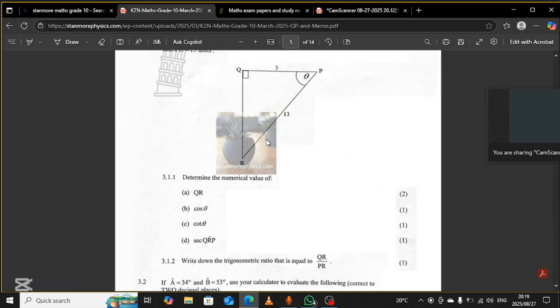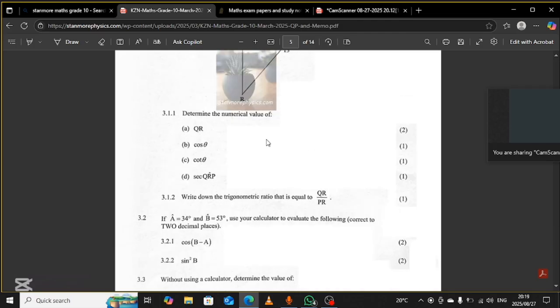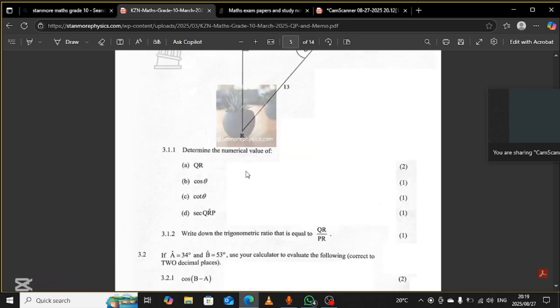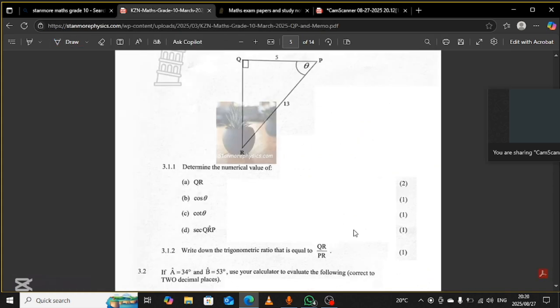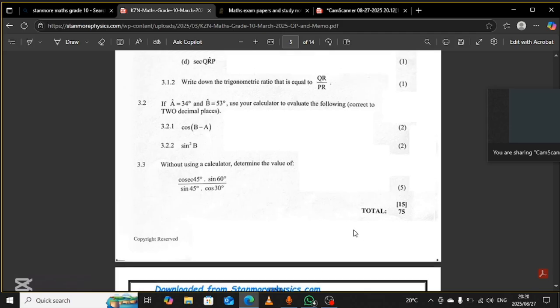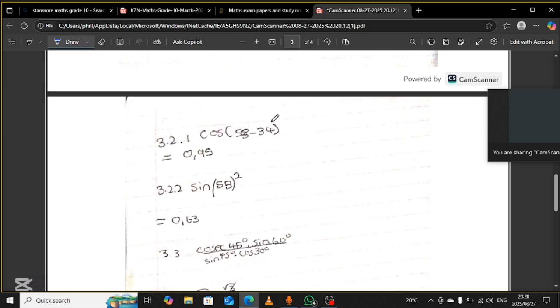Let's see, I want to see something else. Write down the trigonometric ratio that is equal to QR over PR. So it's sine theta. Yeah, sine theta. Let's look at this one. What did you do here? You substituted, and then which was 53 minus 34, and you also got that 100.